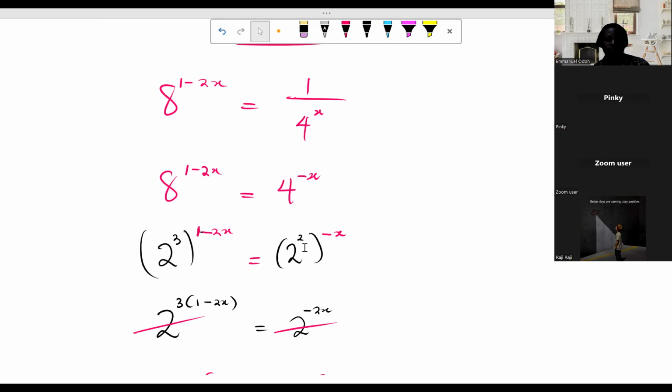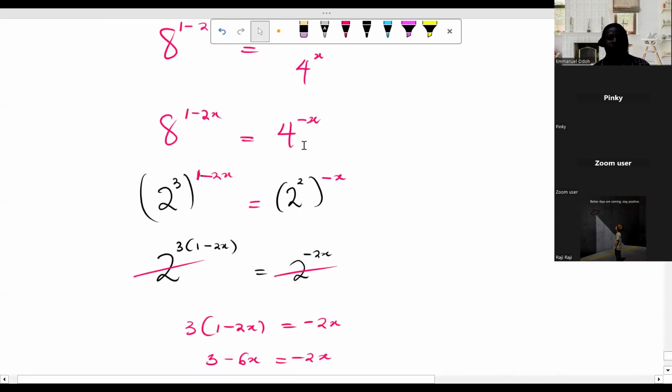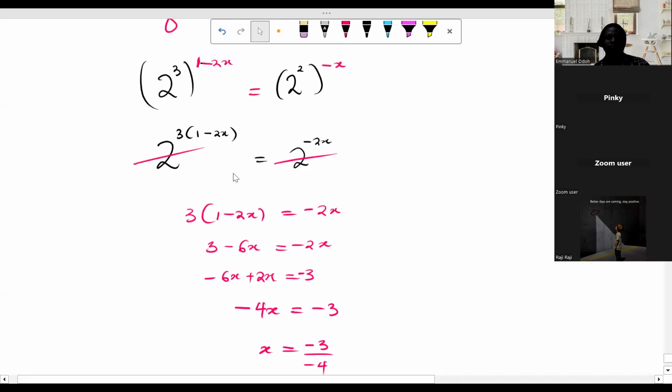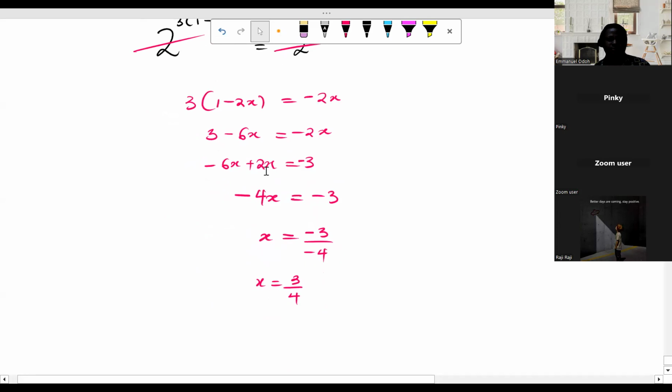You can see where my cursor is. Then we have to the power of minus 1. So these are powers, so we multiply the powers together. So we have 2 to the power of 3 in bracket 1 minus 2x, and then 2 times minus x is minus 2. Since they have the same base on both sides, we can cancel them and we'll be left with the powers to equate. So we have 3 open bracket 1 minus 2x, which is what we have here, equals minus 2x. So the rest is a linear equation that you can solve.